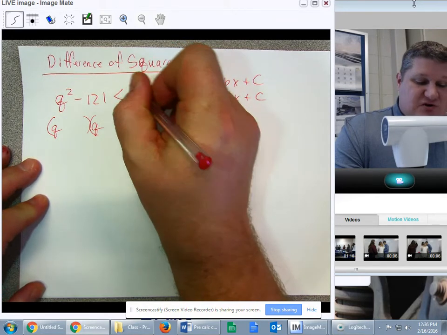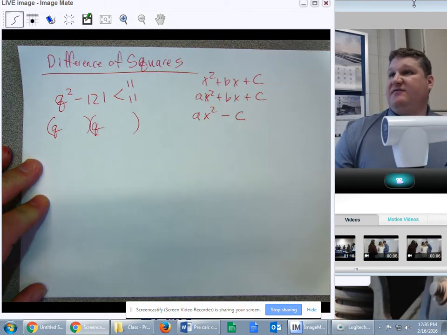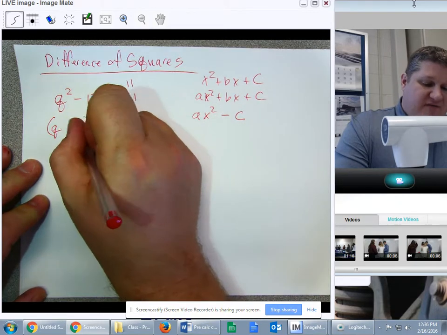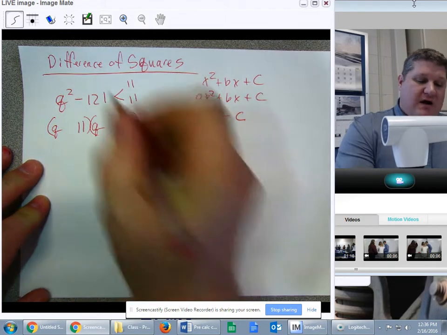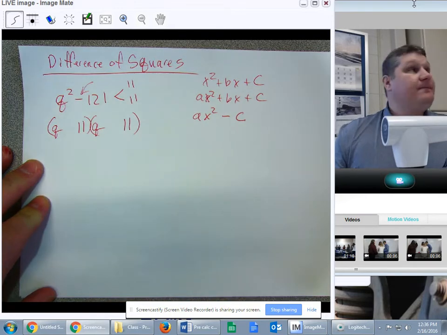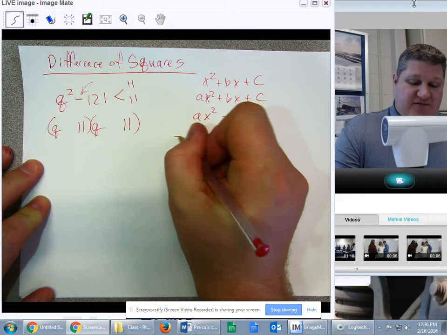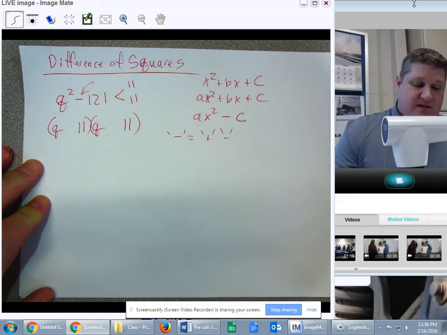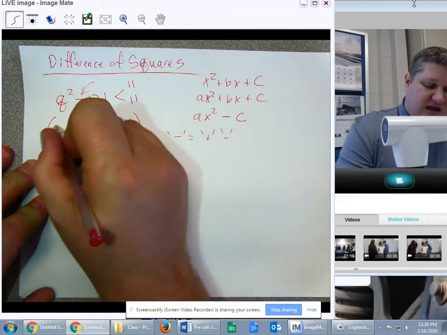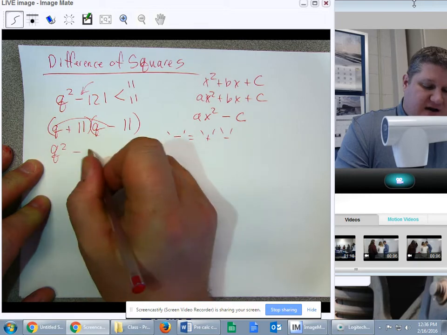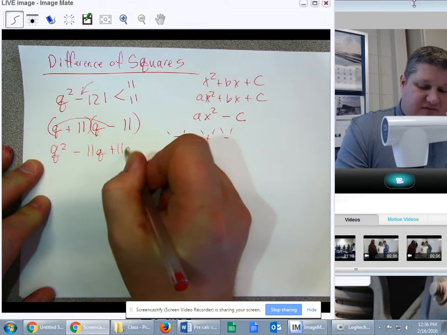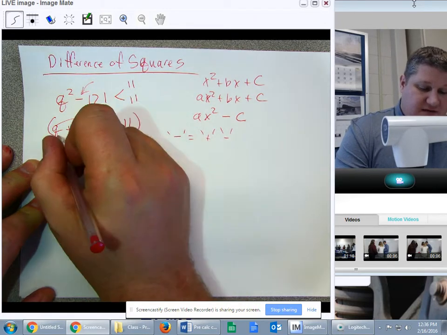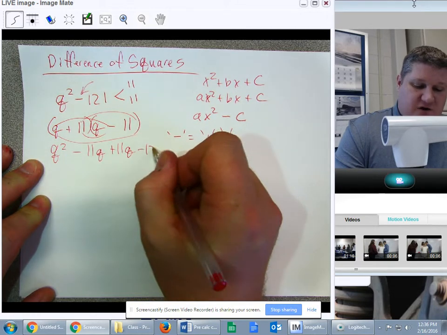So in this case, 121 is 11 times 11, isn't it? If I have 11 here and 11 here, what kind of sign is at the back? Negative. So if I have a negative at the back, I need one positive and one negative. So let's do it: q squared minus 11q plus 11q, minus 121.